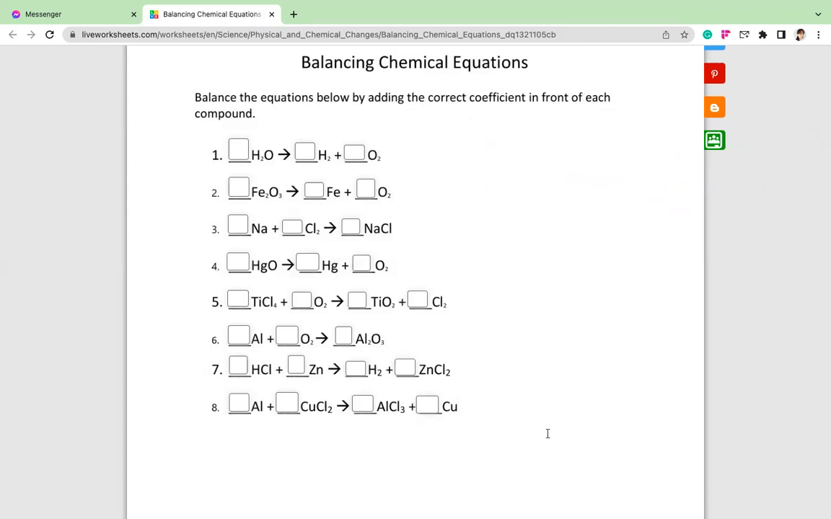Okay, now let's try to answer number 7. So, number 7, you have HCl, hydrochloric acid, plus zinc, resulting to hydride plus zinc chloride. Okay.